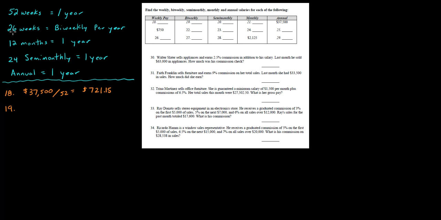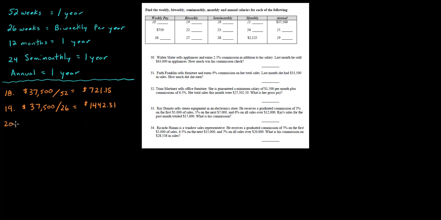So 19, biweekly, means every other week. That happens 26 times per year. So to find biweekly, there's a couple ways I could do it. I could use my weekly to find it or my annual to find it. But I'm going to take my annual, which is again still 37,500. I divide it by the number of biweekly times per year, which is 26. When I divide that by 26, what I get is $1,442.31. Another way I could have done that is just simply doubled my weekly, since this means every other week.